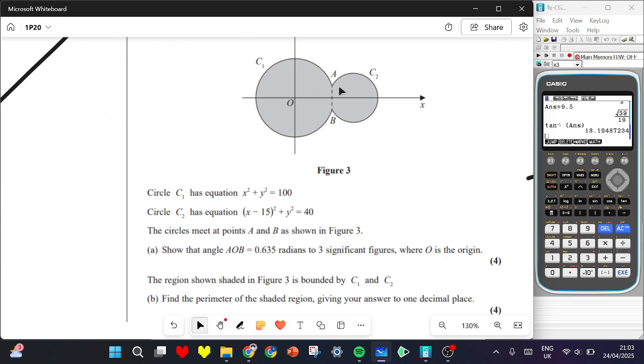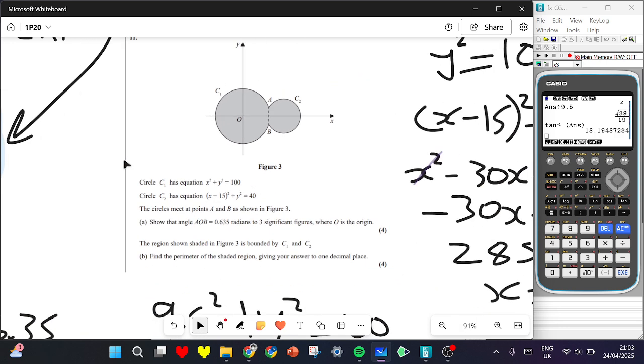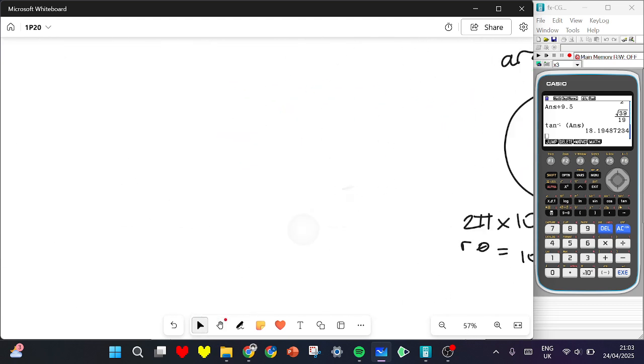And then, to find this perimeter, you can try and do a similar thing. We can't use the same angle, because this was the angle from this origin to A and B, and we used the origin because that was the center of this circle. There weren't any changes to y or x. For this one, we can find the angle by finding the center of the circle. So that would be 15 for x and then 0 for y.